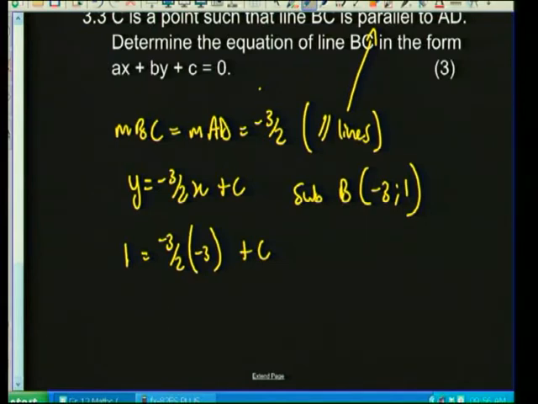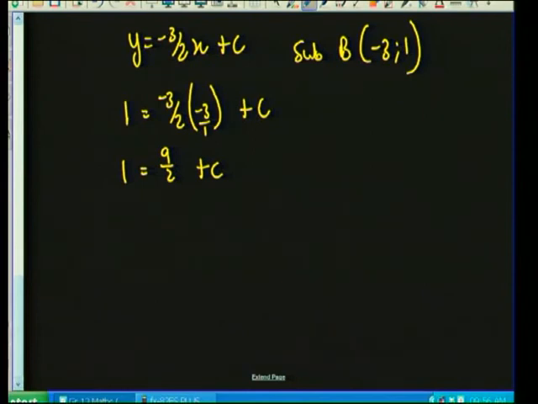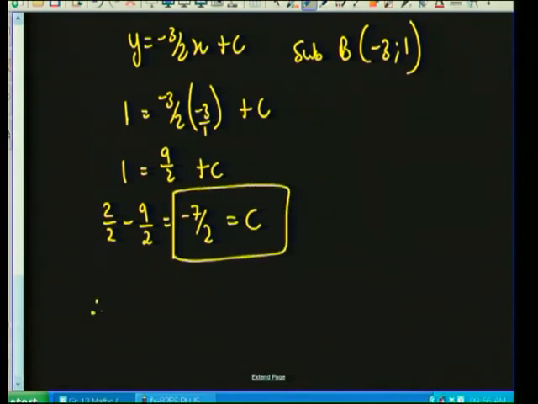I'm just saying to myself, when I'm multiplying, of course I can use a calculator, but I'm saying fraction times a fraction. Let's multiply tops to tops and the bottoms to bottoms. So I'm going to get 9 over 2, plus c. And so when I take it over to the other side, it's going to be 1 minus 9 over 2. To make life a little bit easier for myself, I'm going to say, well, that's 2 over 2 minus 9 over 2, which then is going to be negative 7 over 2. And that is what my c value is. And so therefore, the equation of BC is going to be y equals negative 3 over 2x minus 7 over 2.